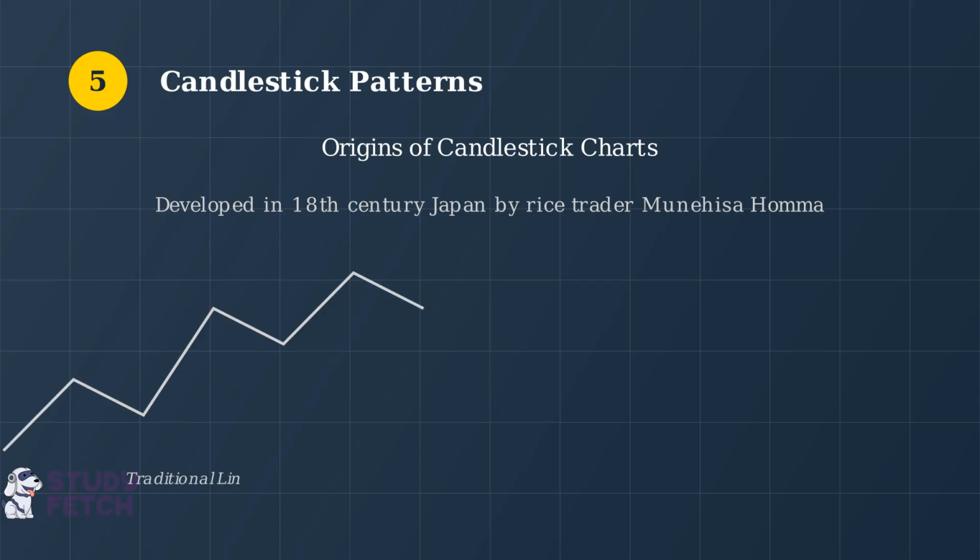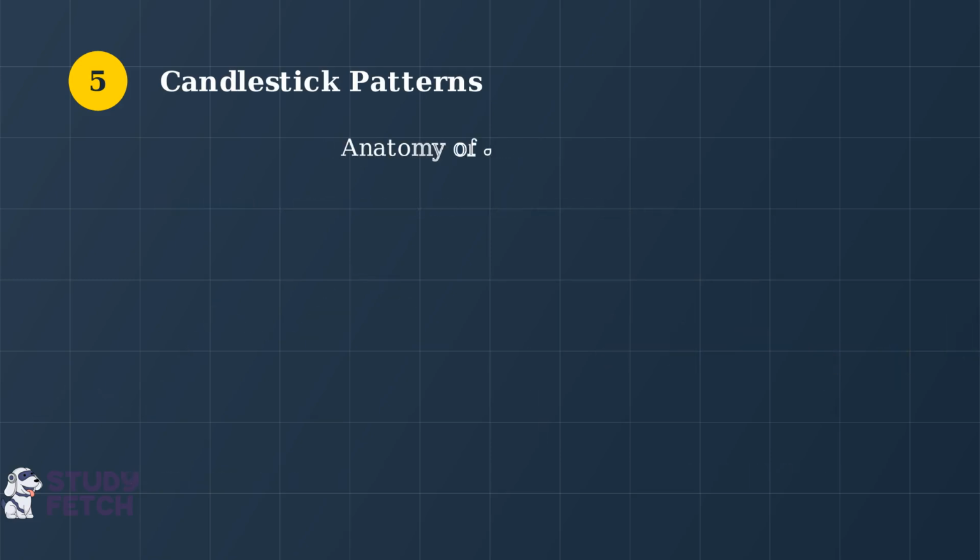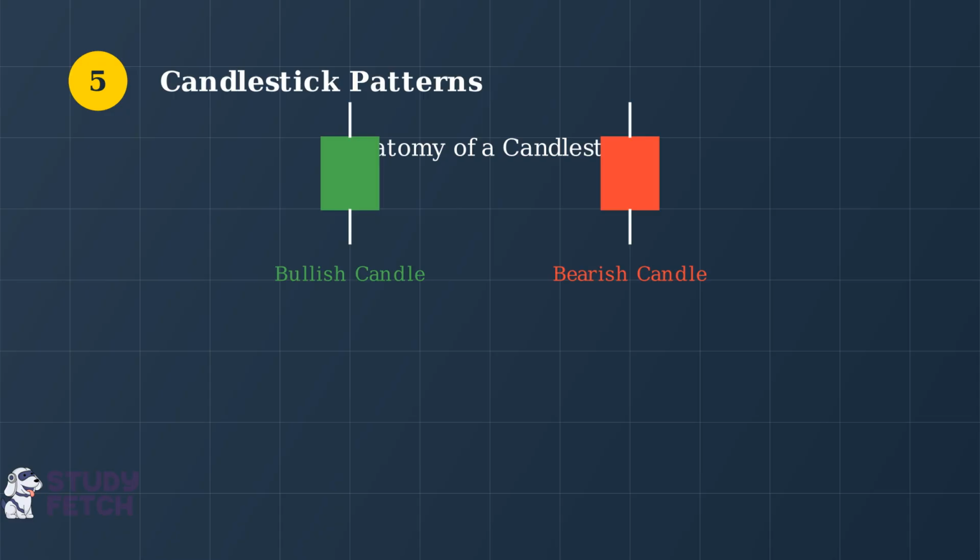Candlestick charts originated in 18th century Japan, developed by rice trader Munehisa Hama to track price movements in rice markets. Unlike traditional line charts that only show closing prices, candlestick charts reveal 4 key price points for each time period.